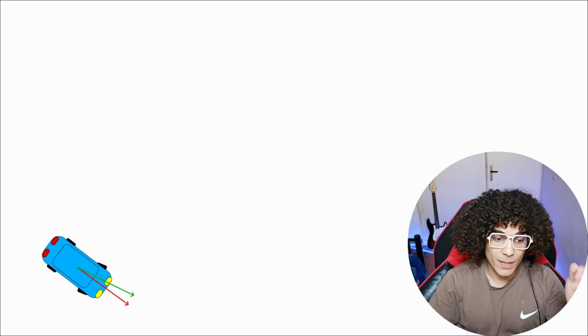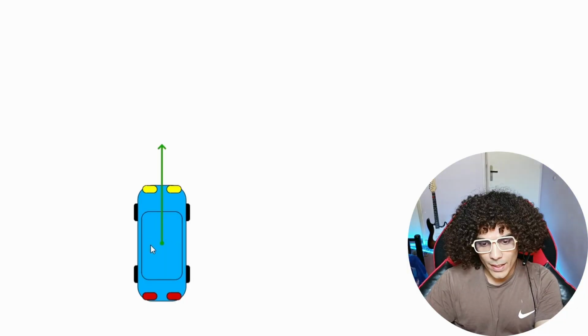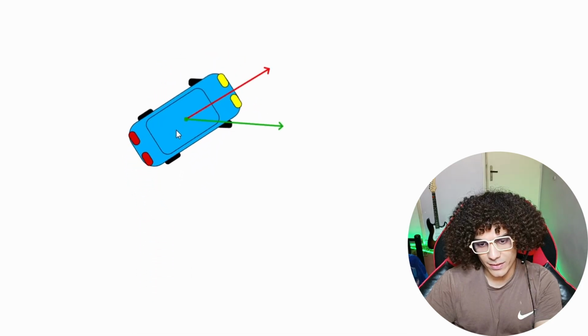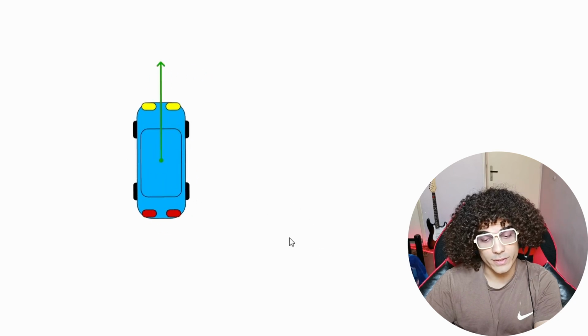Okay, I'm pretty happy with the results now, but it's not as realistic as I wanted it to be. Let me explain why. As you can see here, the center of rotation is at the center, and this is not how a real car works. A real car moves differently based on steering forward or backward. And I'm gonna tell you what's the difference.